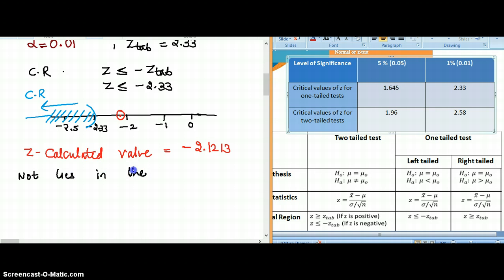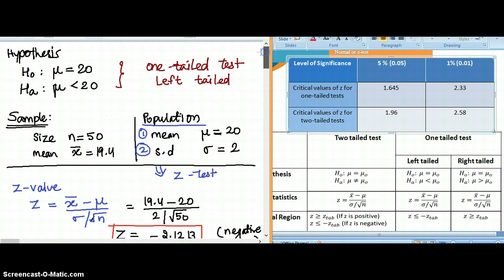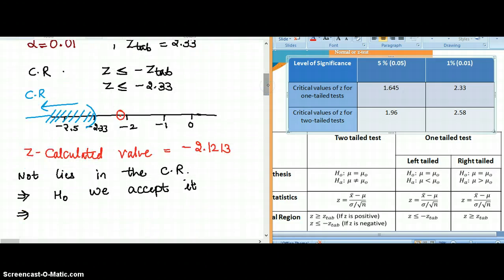So what does this imply? Our null hypothesis H naught, we have to accept it. That is, we accept H naught. What is the null hypothesis? The null hypothesis is that mu is equal to 20. So this means that mu is equal to 20. Okay, clear?